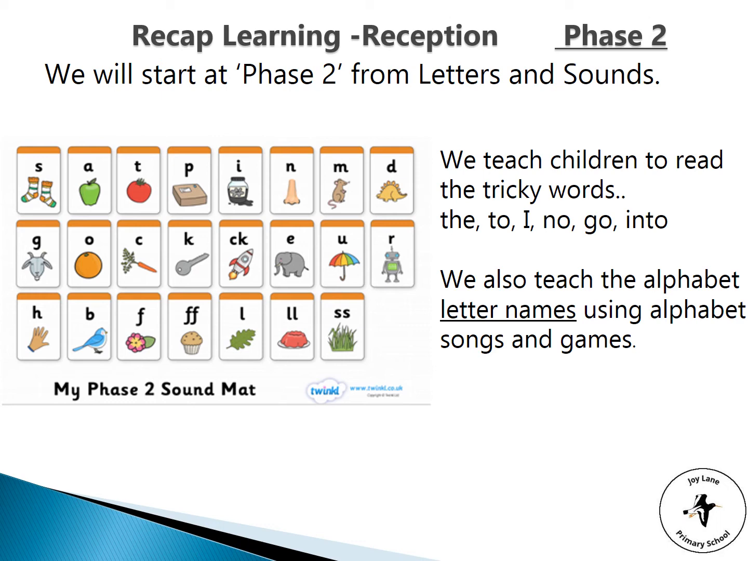and so on. We will also be teaching the children to read tricky words within Phase 2. So we start with the, to, I, no, go, and into. So we look at these words together and we identify they're tricky, they're a little bit cheeky. We can't use our phonics to decode them. We just have to remember what they look like.